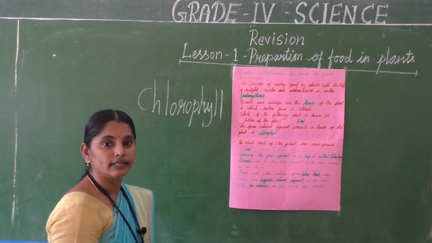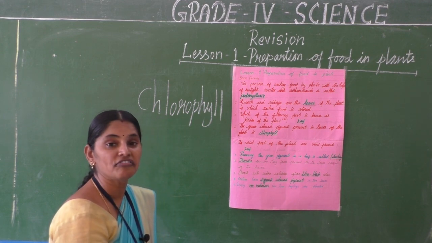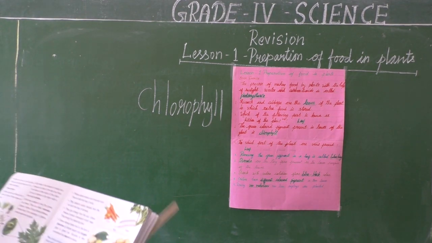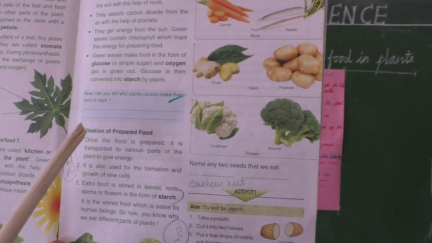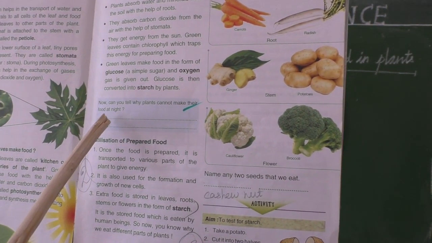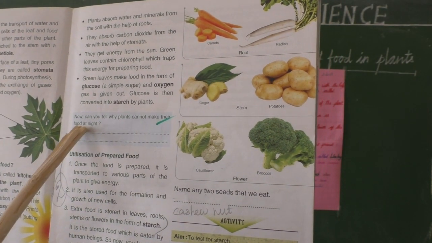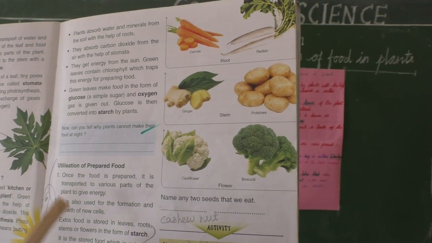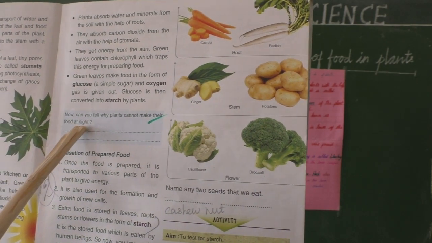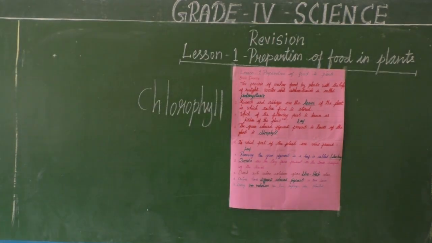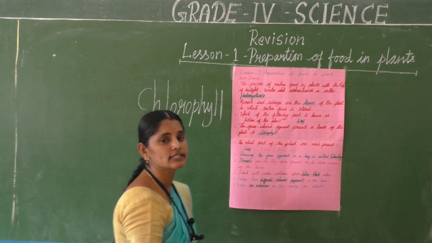Clear children? Next, you go to the next page, number 5. Okay. Here in page number 5, we have another question. How can you tell why the plants cannot make their food at night? Can you tell why the plants cannot make their food at night? Why plants cannot make their food at night?